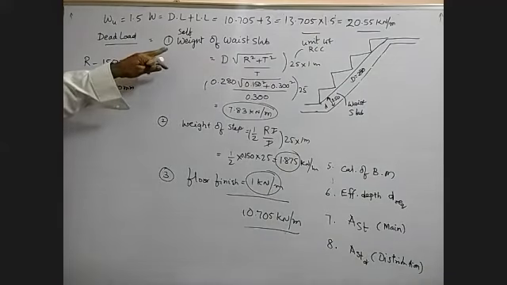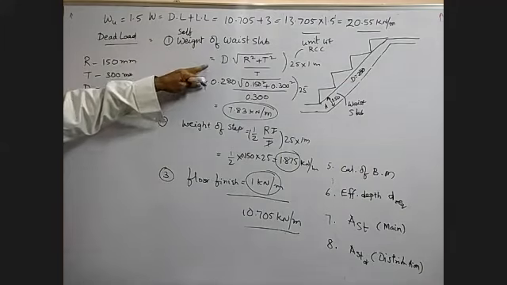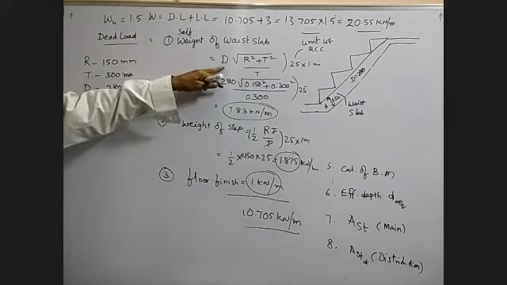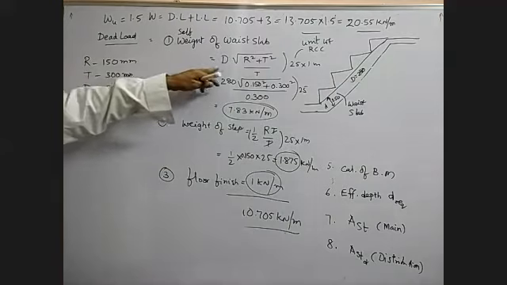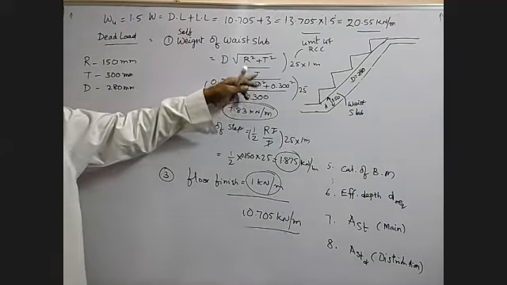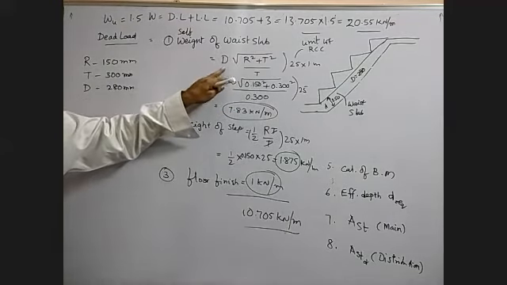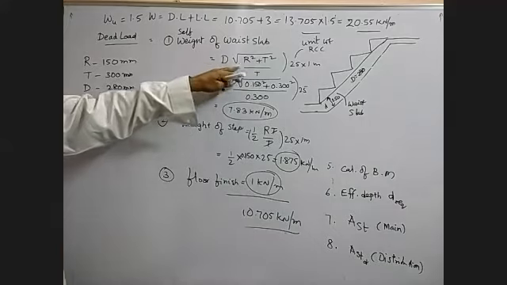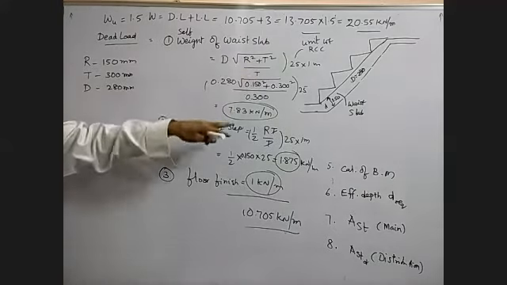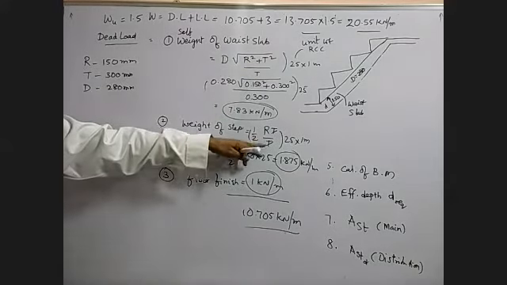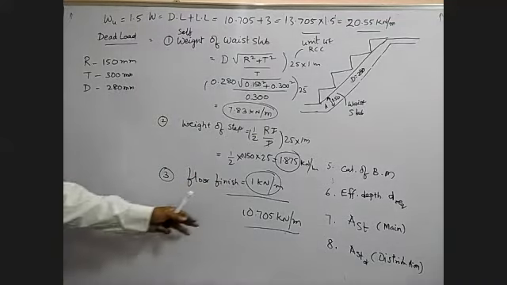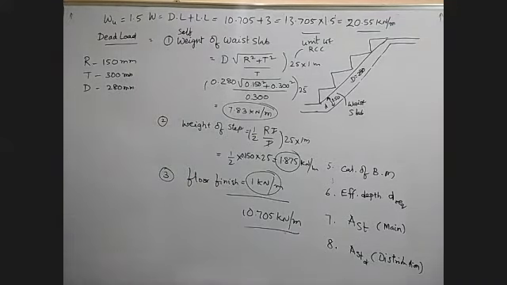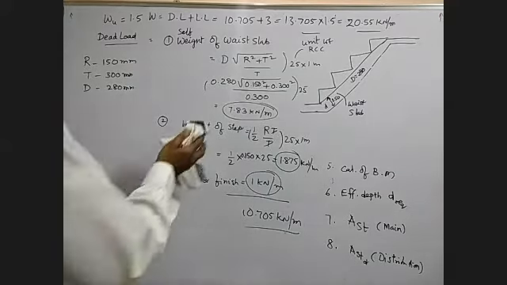So that is why the weight of waist slab is equal to, this is the formula, you have to remember this formula. D into square root of R square plus T square by T, and this is half into RT by T, and floor finish assume 0.5 to 1. So you'll get 10.75, and of course the live load is given. Now the next step is the calculation of the bending moment.